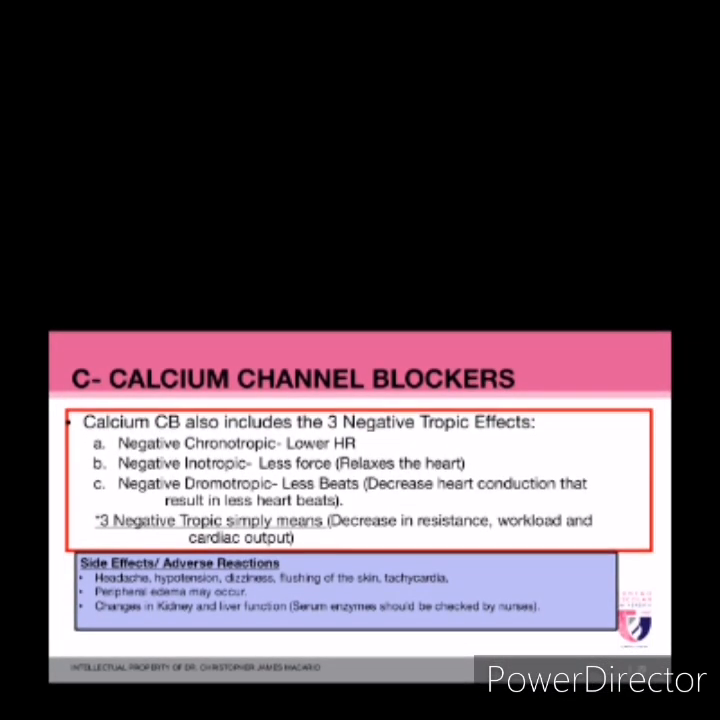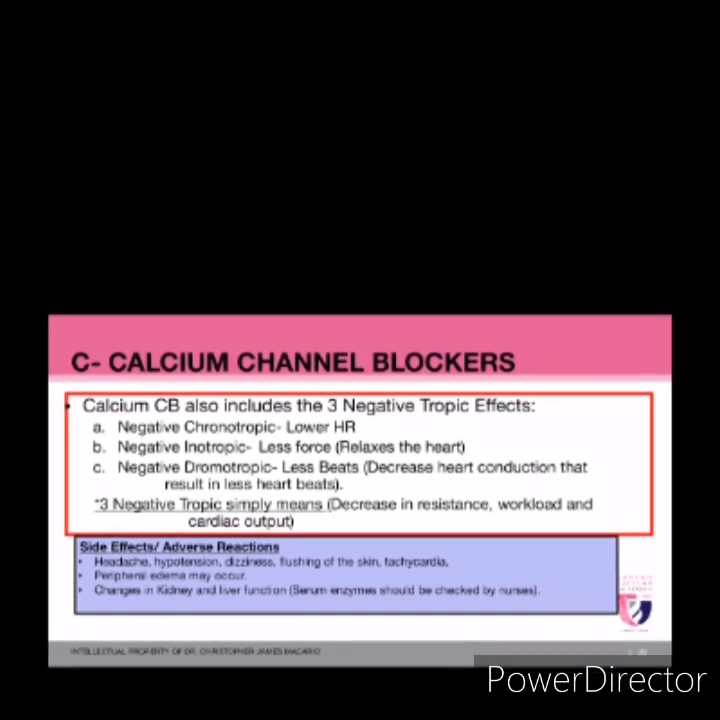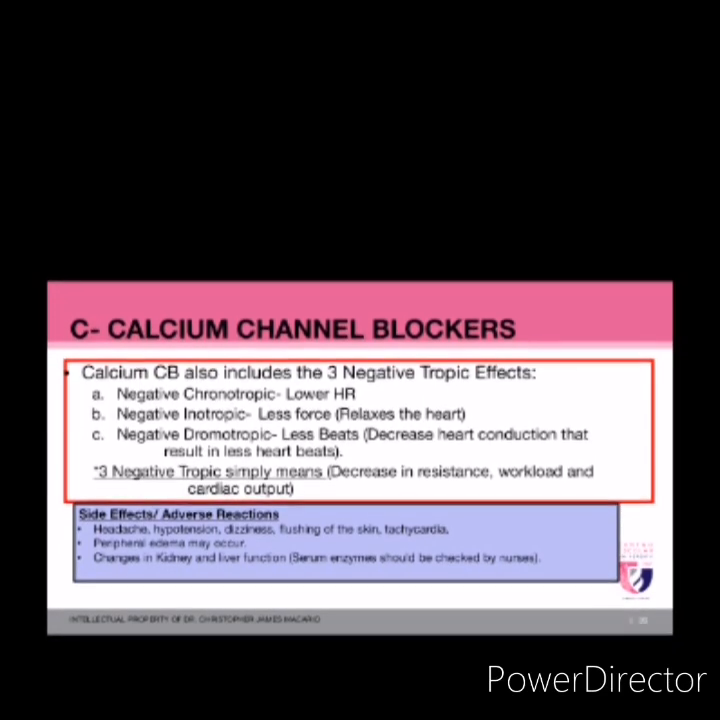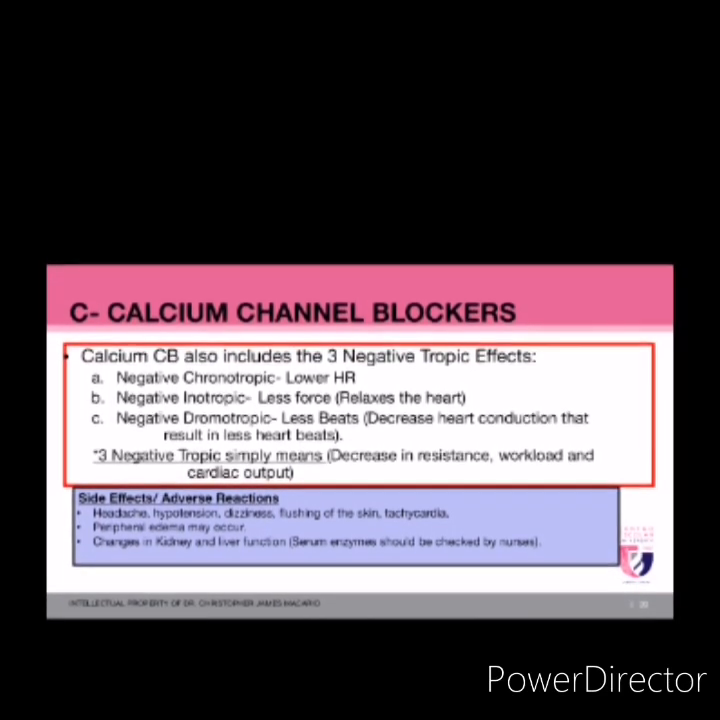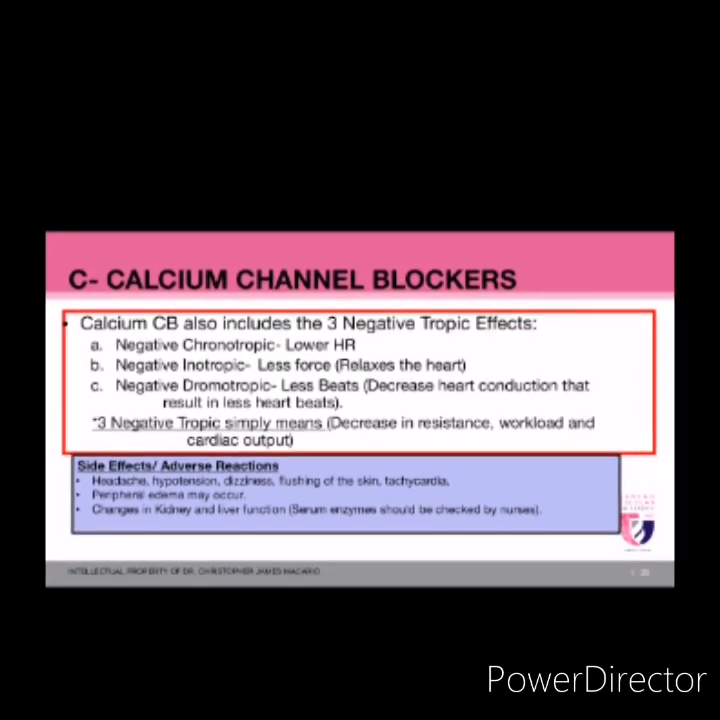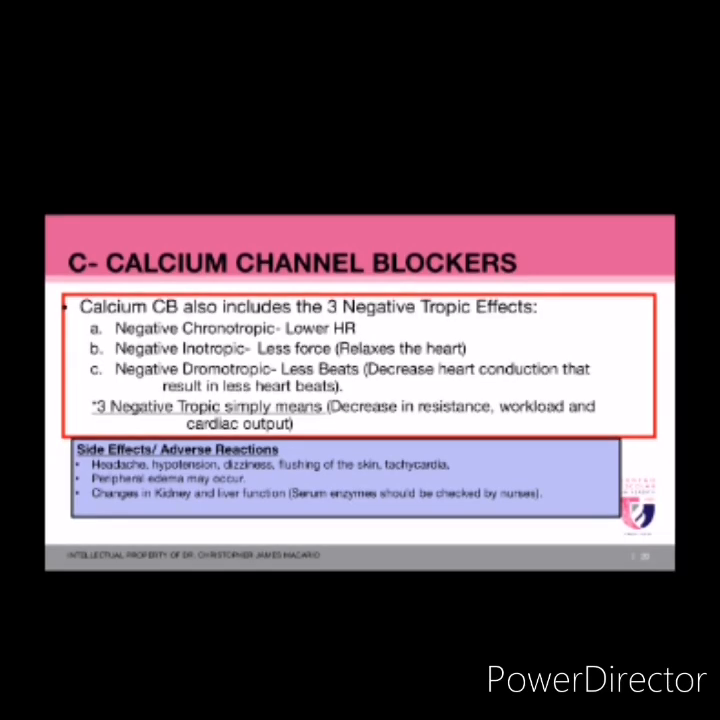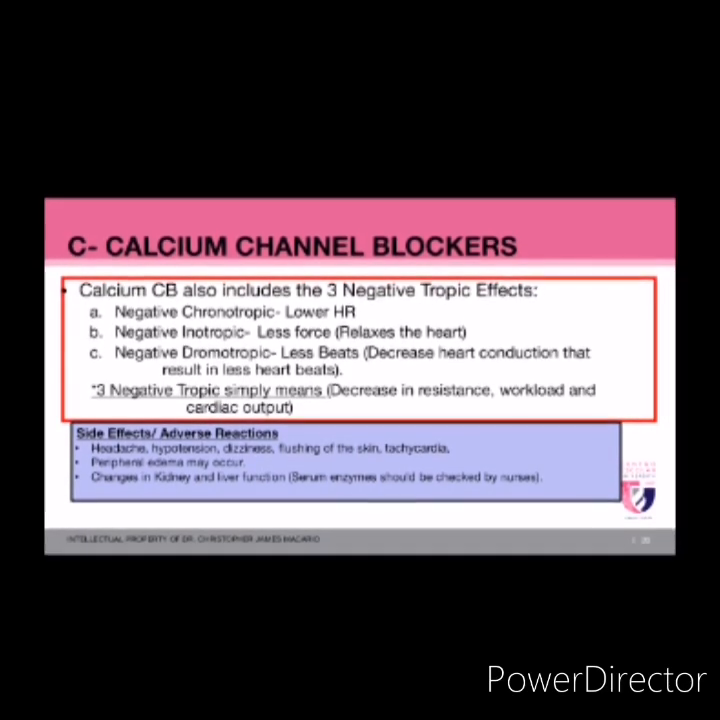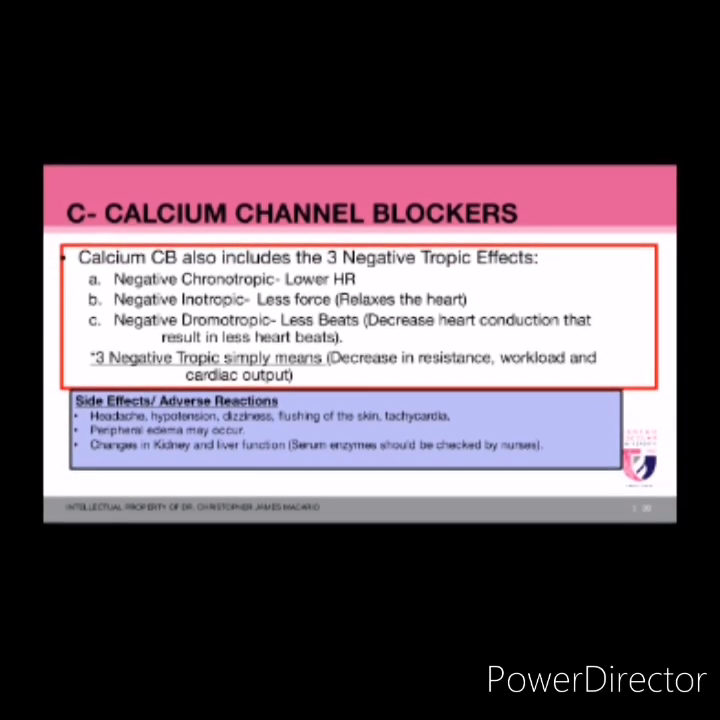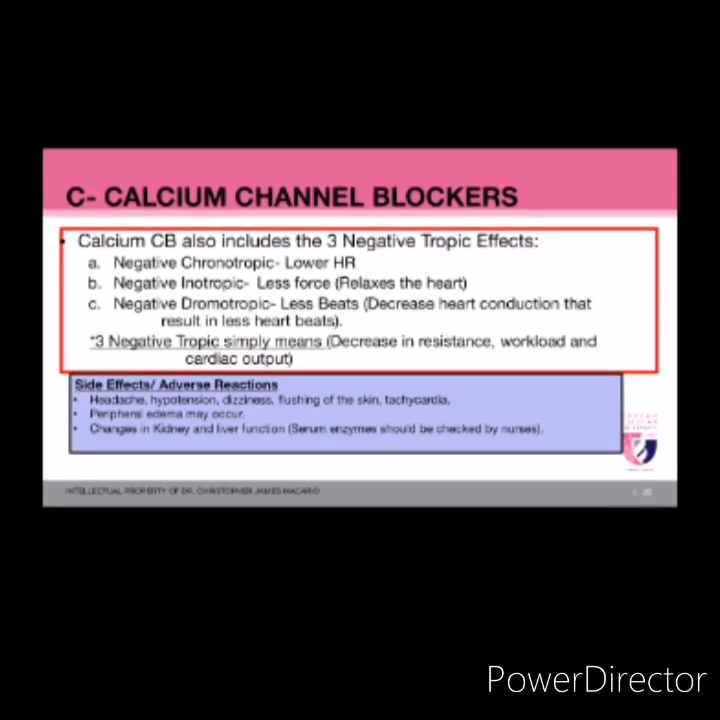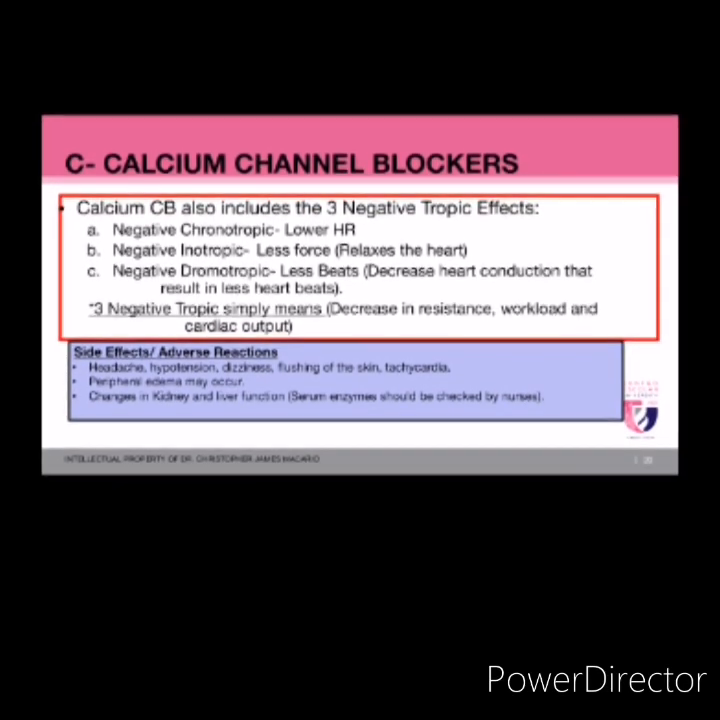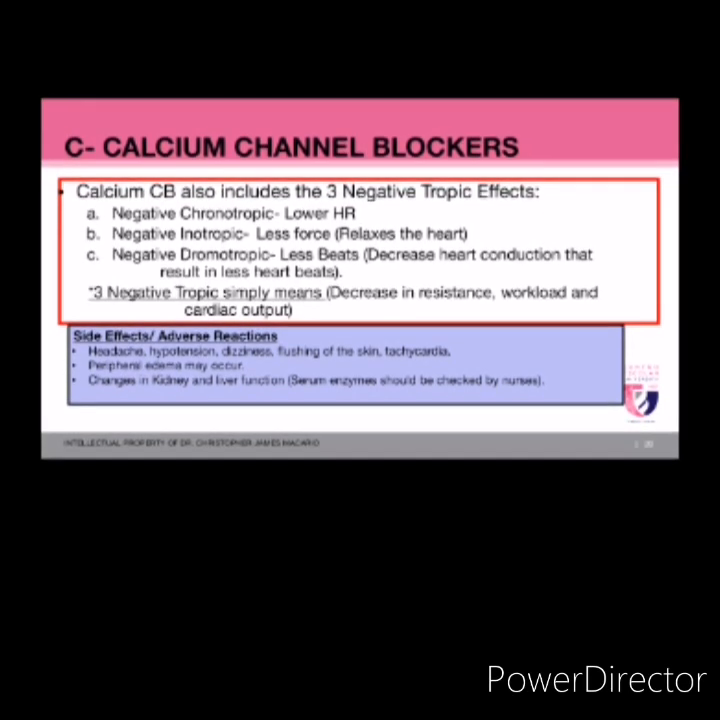Ano yun? Negative chrono, meaning it lowers the heart rate. Negative ino or inotropic, it relaxes the heart. And negative dromo or dromotropic decreases the heart conduction that result in less heartbeat. The three negative tropic simply means decrease in resistance. So pag mababa yung resistance, nare-relax yung heart. Decreased workload and cardiac output.